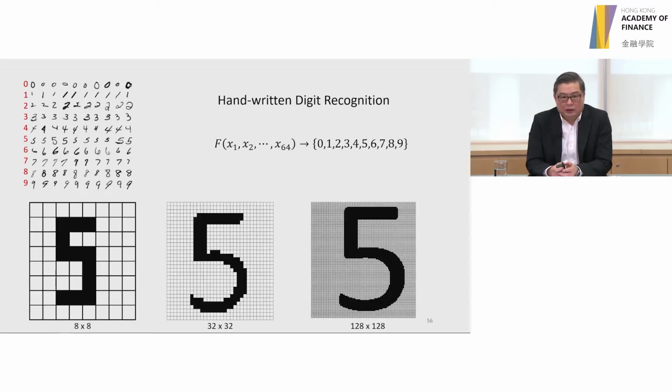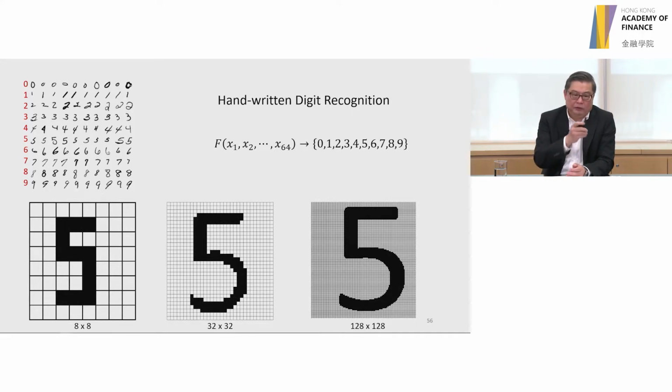So I'll give you maybe two examples to illustrate this. Here we have a function. We want to recognize the digits 0, 1, 2, 3 up to 9. And here we have to define two things. First of all, how do you represent a digit? Down below we have three options. One, we can represent a digit using an 8 by 8 matrix. The middle one is 32 by 32, and then we have a higher resolution matrix, 128 by 128.